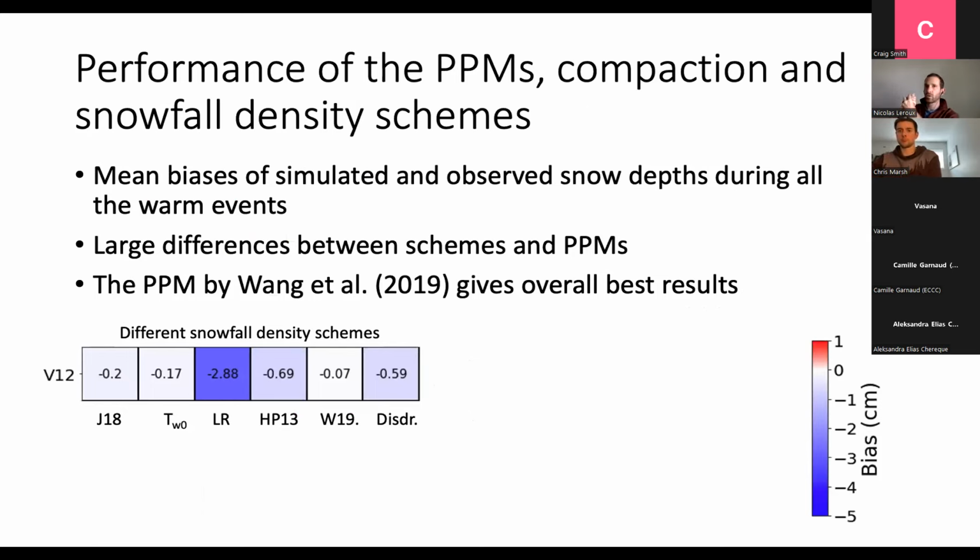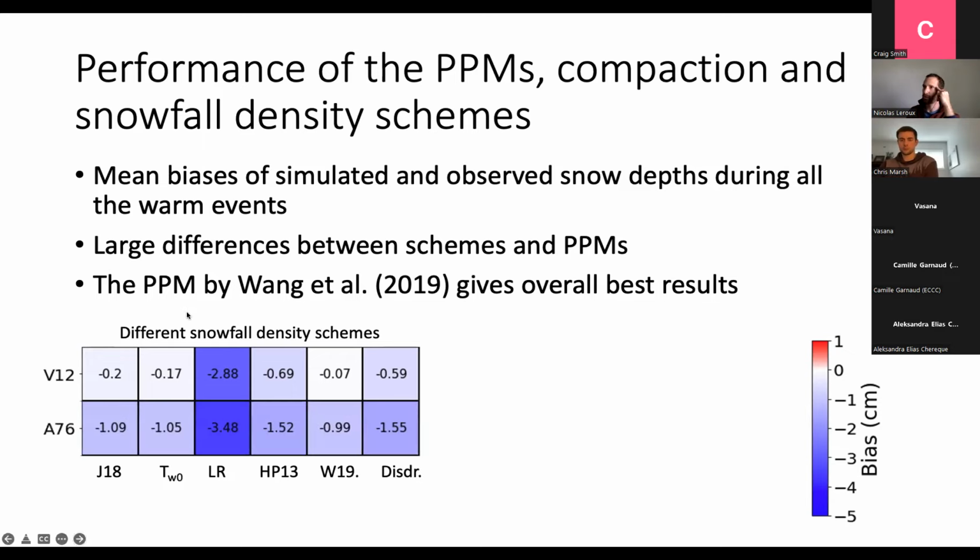So now I'm going to quickly show the performance of the different PPMs, the compaction and snowfall density schemes. I just use one metric, which is the mean bias of the simulated and observed changes in snow depth during the warm events. So it refers to the plot we just saw previously. Here I'm showing for the reference case how the different PPMs performed in simulating changes in snow depth during the warm events. And as we saw earlier, using LR, the linear regression, we greatly underestimate the snow depth accumulation. And here, actually, using the disdrometer data, which we saw was the reference phase, doesn't give us the best results, but Wang et al. 2019 gives us the best bias in accumulated snow depth.